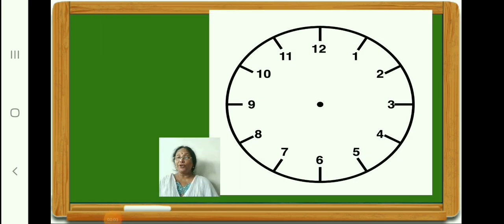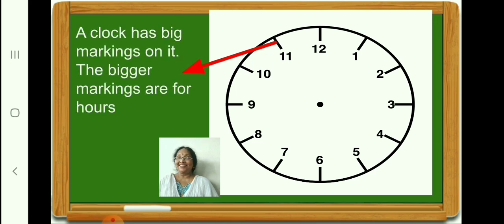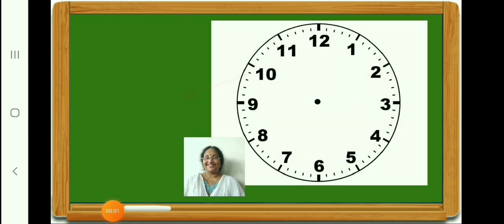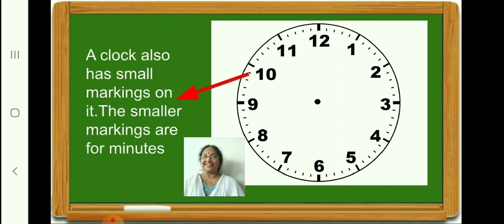Children, now you can see there are big markings on the clock. These markings are for hours. The bigger markings are for hours. Children, in this picture, you can see there are small markings on the clock. These small markings are for minutes. The smaller markings are for minutes.